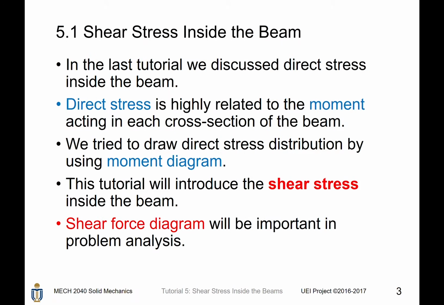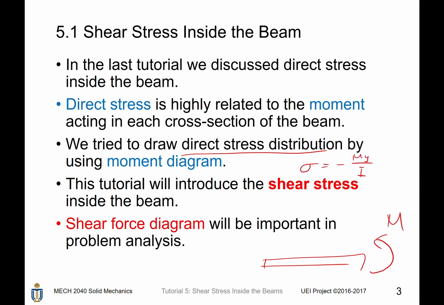In the last tutorial, we discussed the direct stress inside the beam. It is highly related to the moment acting in each cross-section of the beam. Imagine you have a beam and there is an external torque, an external moment acting on it. Then it will compress or elongate the material of the beam, and you also remember that there is a neutral axis. In the last tutorial, we tried to draw the distribution of direct stress by using the moment diagram, because we know that the stress is just the negative of My divided by I. So this is why we use the moment diagram to draw such a distribution.